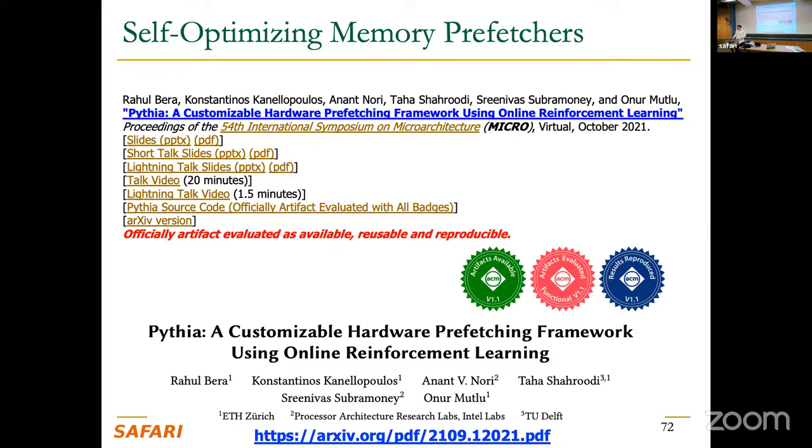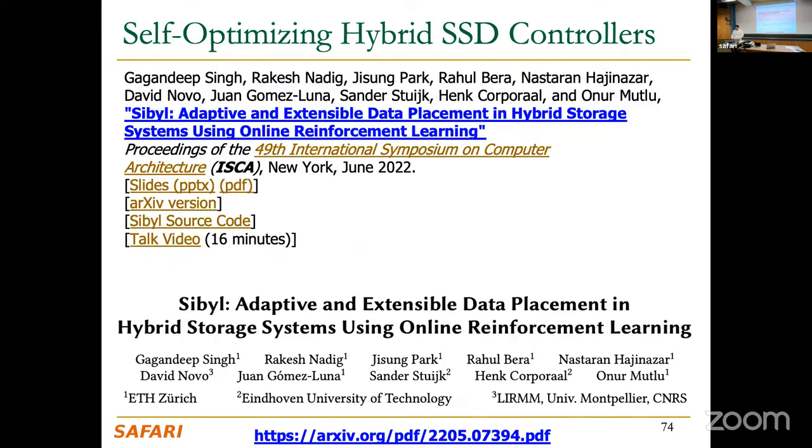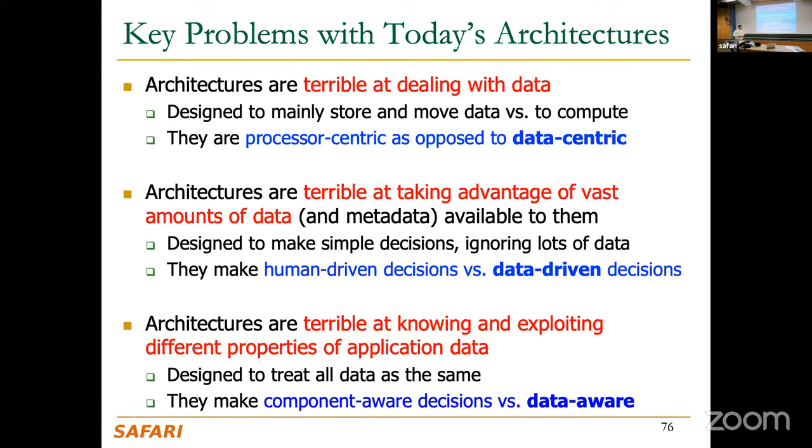And I guess our group has done so for some time now. We have a self-optimizing memory prefetcher. If you're interested in these things, I would like you to take a look at these papers that I'm going to show. We have more learning-based off-chip load predictors. This ties nicely to the prefetching mechanism in the previous slide. And we also have self-optimizing hybrid SSD controllers. And these are data-centric, data-driven, data-aware. And here is a list of key problems with today's architecture that relates to the previous slide, essentially.